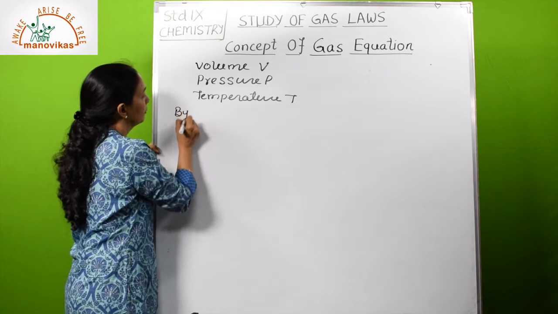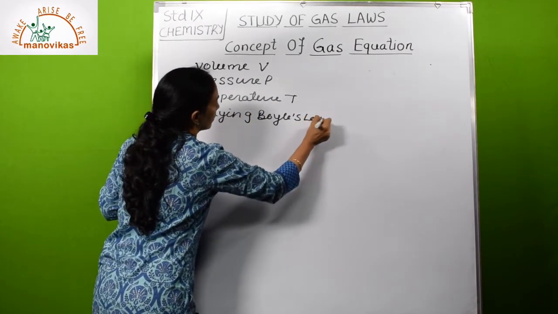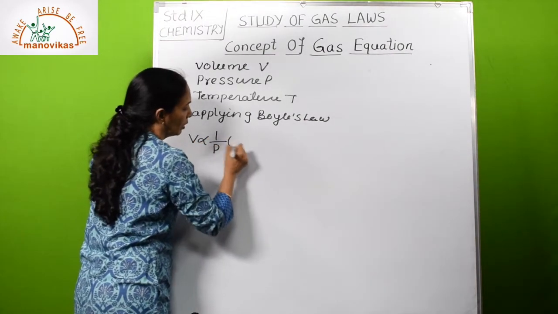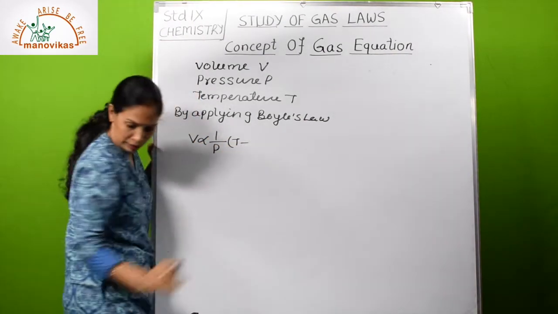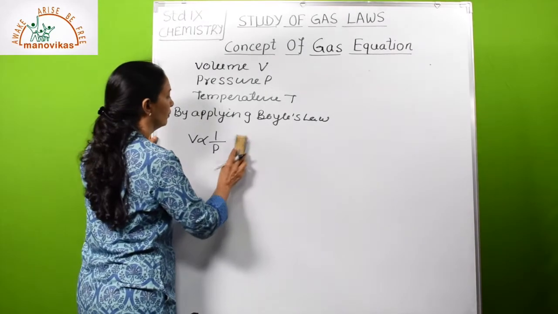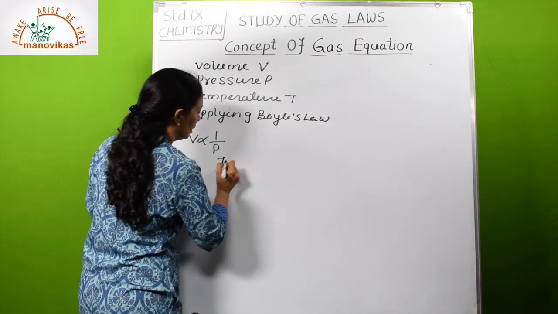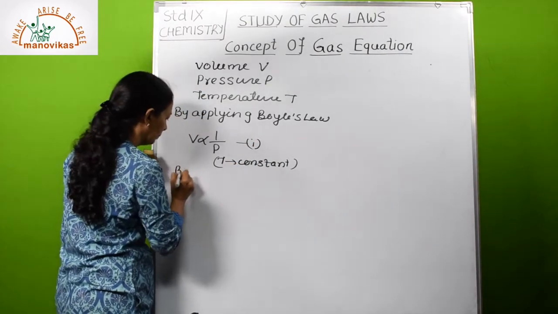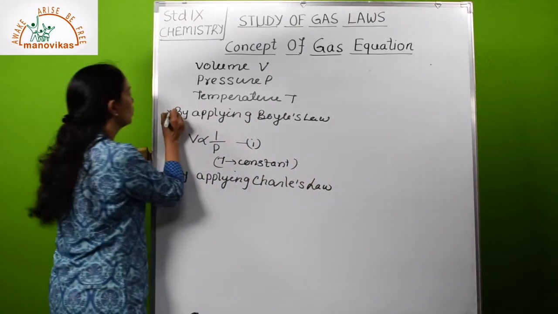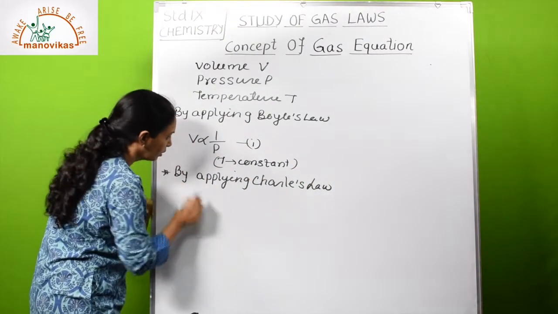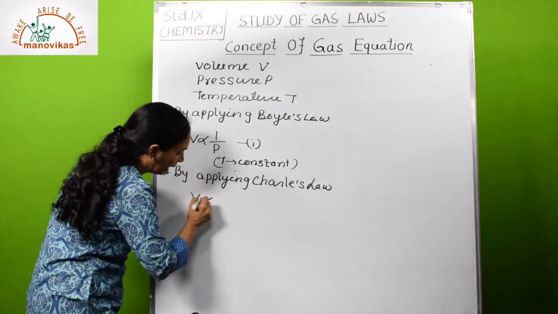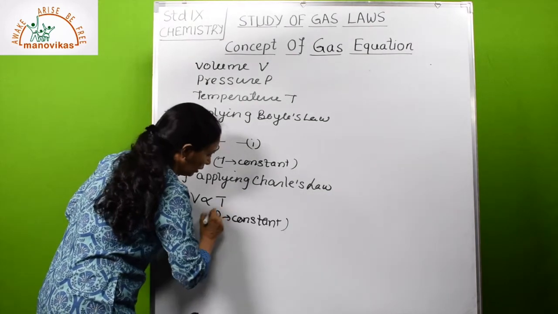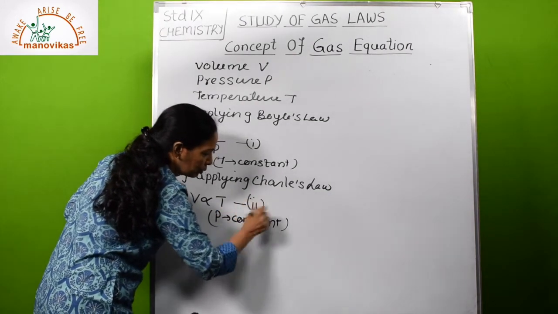By applying Boyle's law, what happens? Volume is inversely proportional to pressure, temperature being constant. Let us take it as equation 1, temperature remaining constant, where T is constant. Then by applying Charles' law, what is Charles' law? Volume is directly proportional to temperature, where pressure is constant. Take it as equation 2.